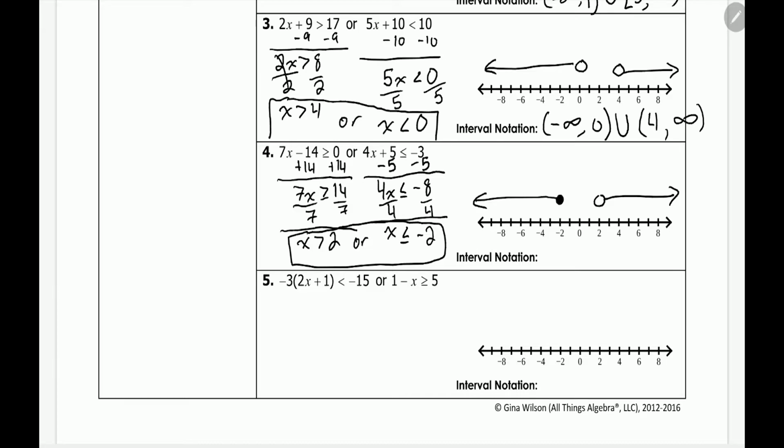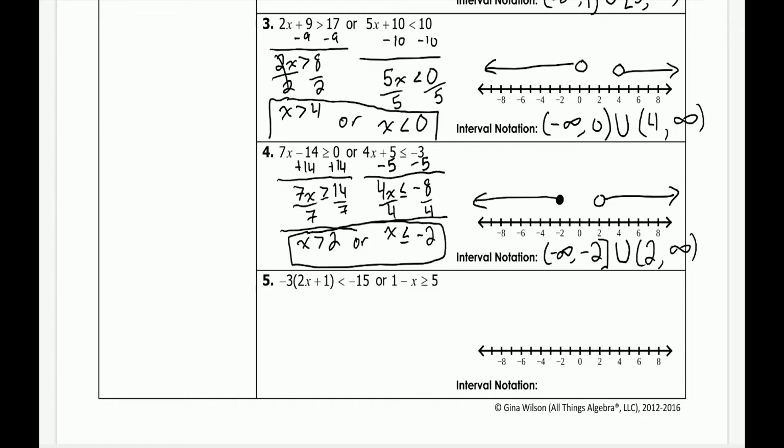Now, time for the interval notation. We come from negative infinity. We stop at negative 2. So we have negative infinity, comma, negative 2. Since it's a closed circle, we have a bracket. We jump over to positive 2. So we have union. Since it's an open circle at 2, we have parentheses, 2, comma. We go all the way to infinity. So we have infinity, parentheses. And that's our interval notation for number 4.